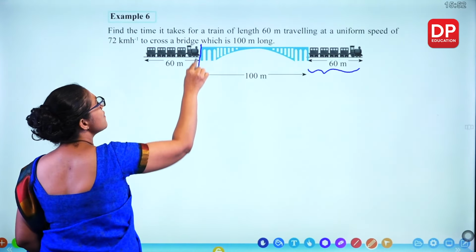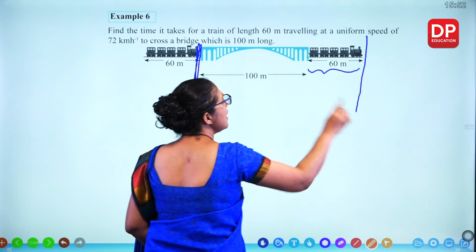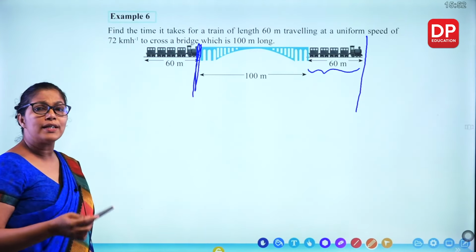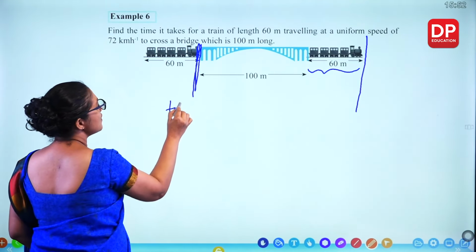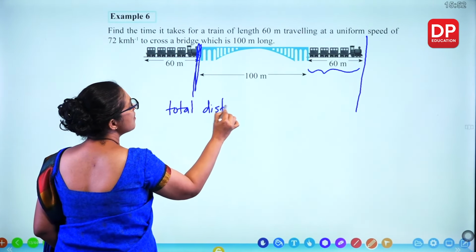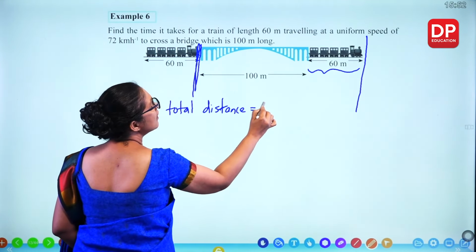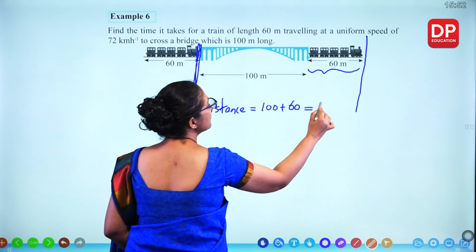So starting from here, this is the end point. So what's the total distance traveled? Total distance traveled is 100 plus 60. That's 160 meters.